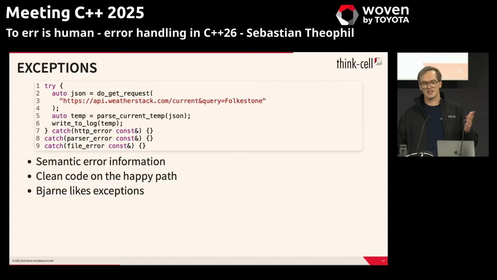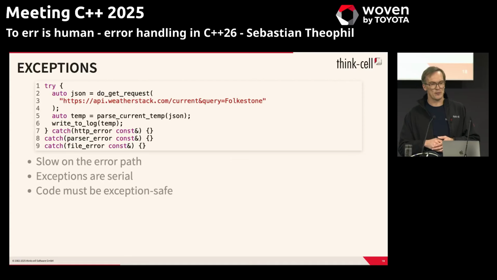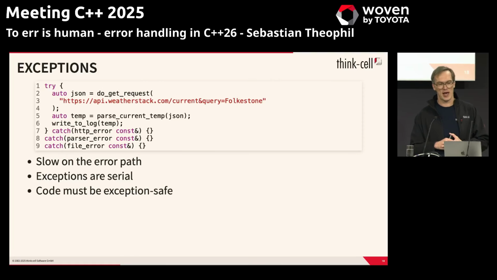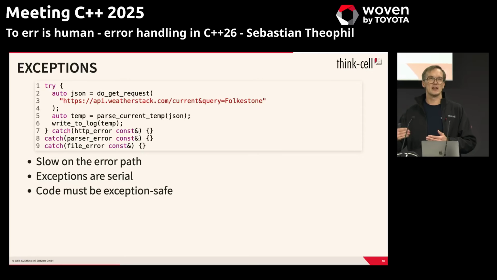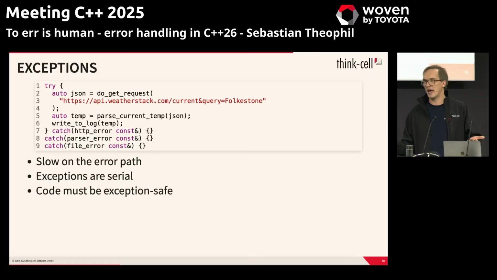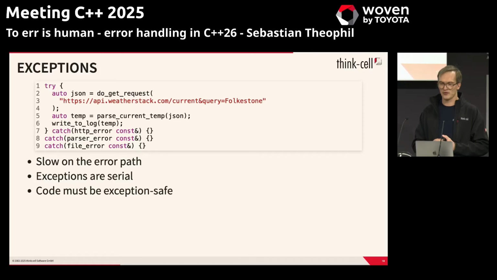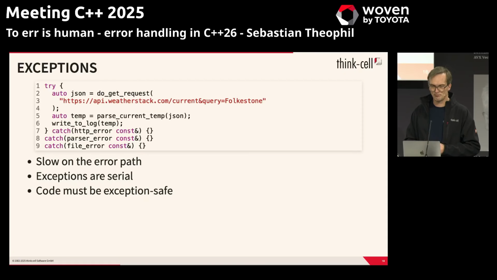But of course, some of the disadvantages are kind of true. They can be slowish maybe on the error path. One important problem they have is that they are serial. That means you can only ever have a single exception that is being thrown and handled, and not multiple at the same time. And yes, you have to write exception-safe code.